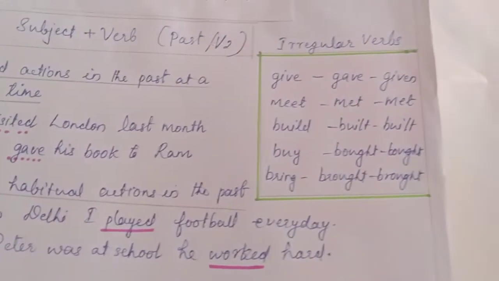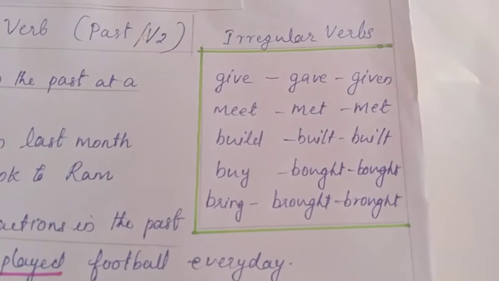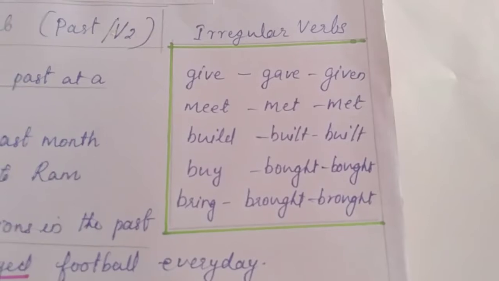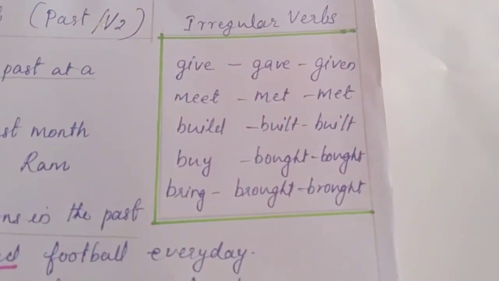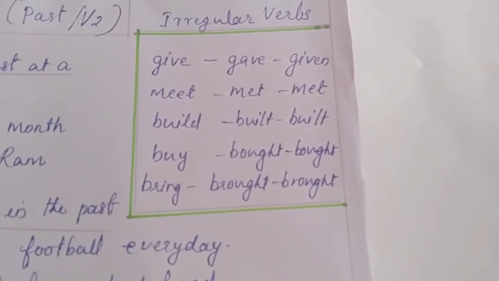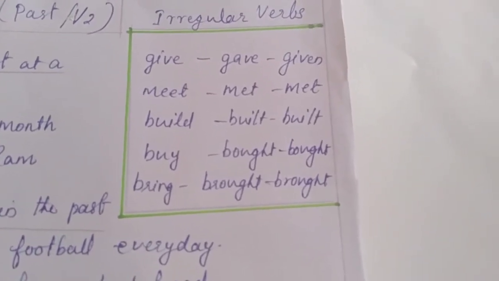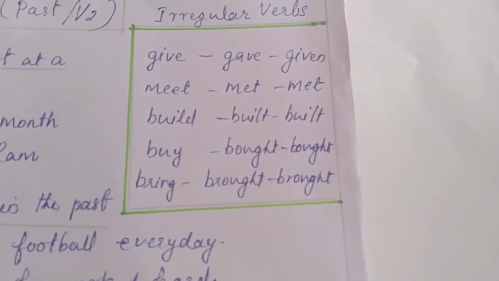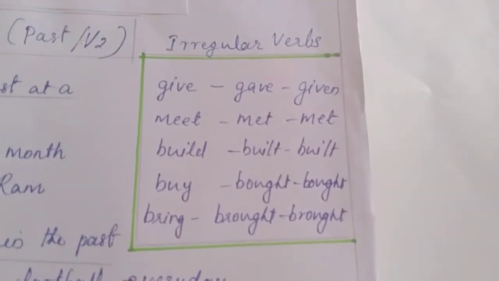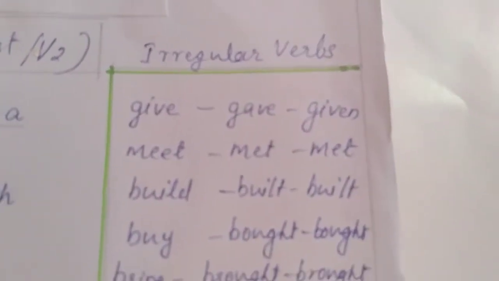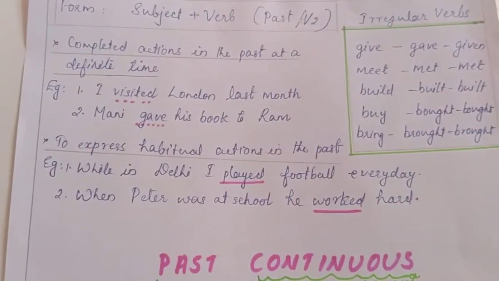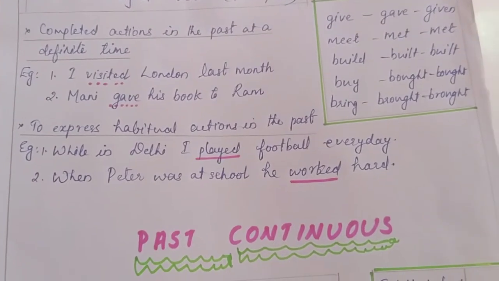So you can see one table here. Some verbs I have written. See the V1, V2, V3 forms of these verbs. Give, gave, given. Meet, met, met. Build, built, built. Buy, bought, bought. Bring, brought, brought. These verbs' second form or past form we did not make by adding ed. So these types of verbs are known as irregular verbs. So the first action we have seen here is completed actions in the past at a definite time.